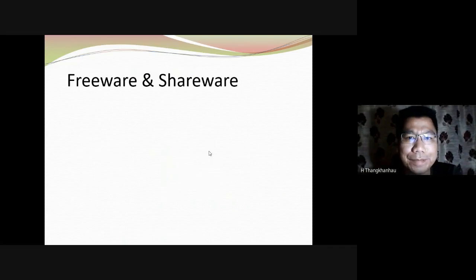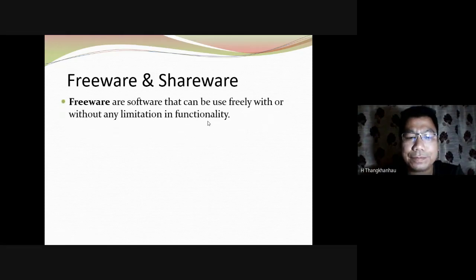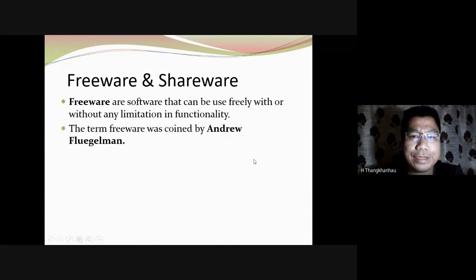Now, let us go a little bit deeper into software. I hope you know what is freeware and shareware. Freeware means it's free, free to use. Even though you use the software, you are not violating any laws or you will not face any legal action. So freeware is the software freely available, freely downloadable, etc. The term freeware is coined by Andrew Fluegelman. Please try to remember if possible, because in CCC exam they may ask you.